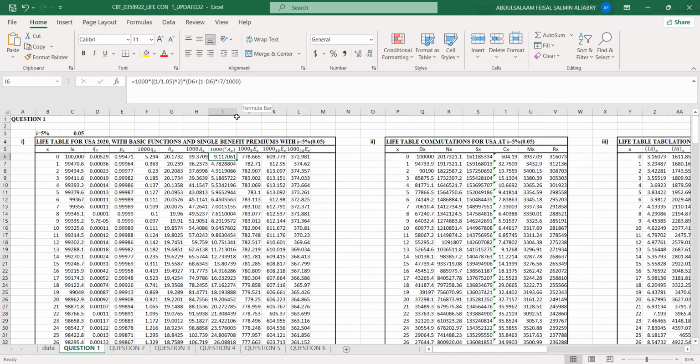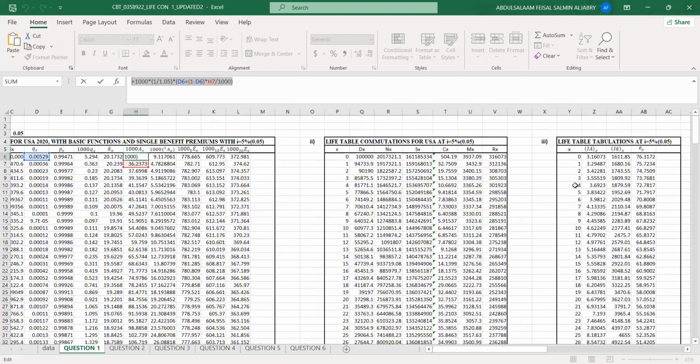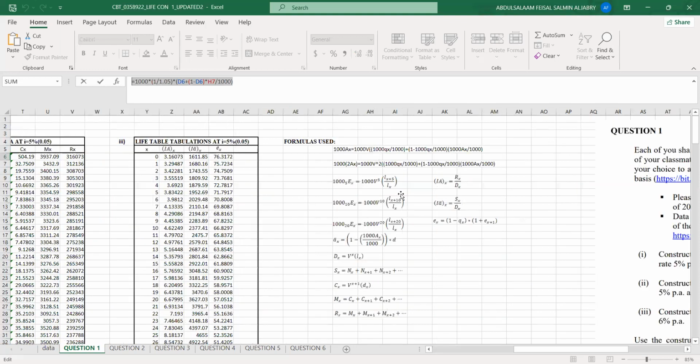Now this is the second moment. As you can see, it has a square, which means the second moment of 1000 Ax. Basically it is the same formula. Sorry, we have to get the first moment first. The formula is as I wrote there; this one is the formula.